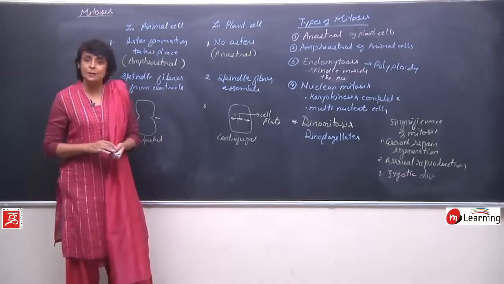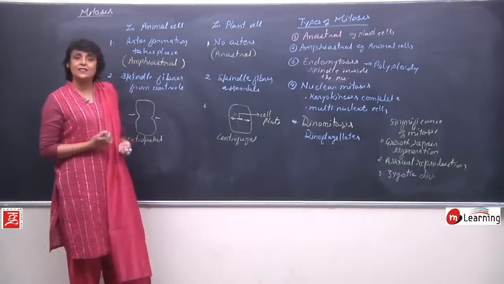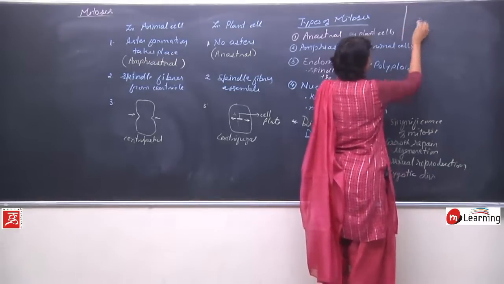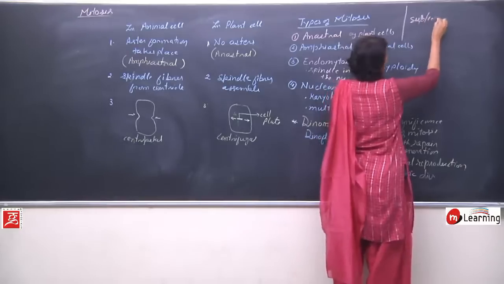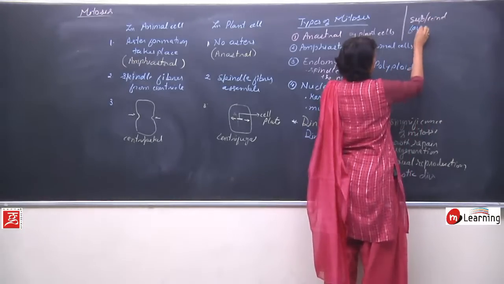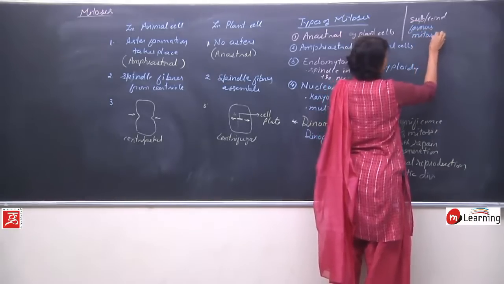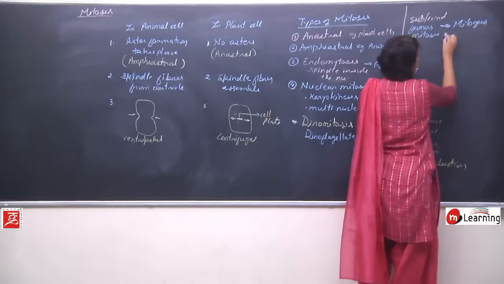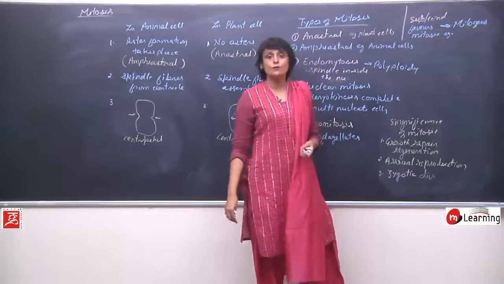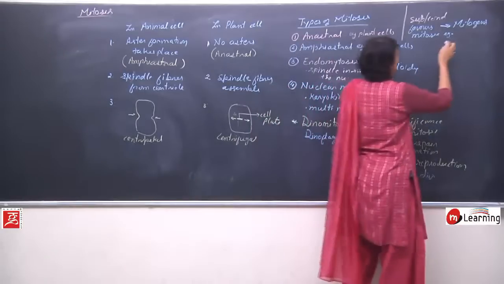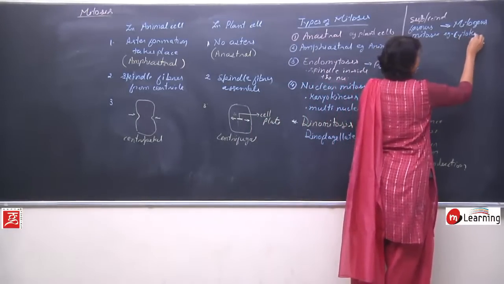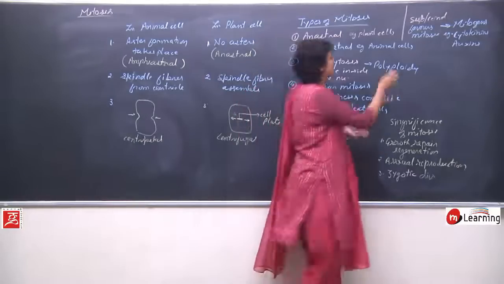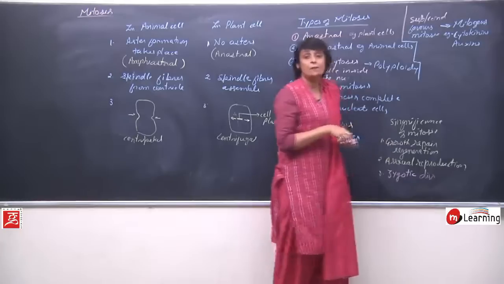There are 2 things. There are certain substances which favor this division, and there are certain substances which inhibit these divisions. So, a substance or a condition which favors mitosis, those substances or those conditions, they are known as mitogens. Examples, we have talked of phytohormones in the chapter of growth and regulation in plants. Those phytohormones like cytokinins, auxins, they promote cell division. So, they are mitogens.